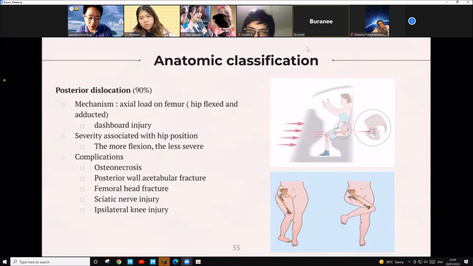Okay, keep in mind when you are going to hit something, you drive a car, right? And you cannot stop, flex the hip deeply and adduct. So when you have a dashboard injury, you get a simple dislocation. Actually, it's the same story: acetabular fracture, posterior wall fracture, and hip dislocation. It's the same dashboard injury. Next.